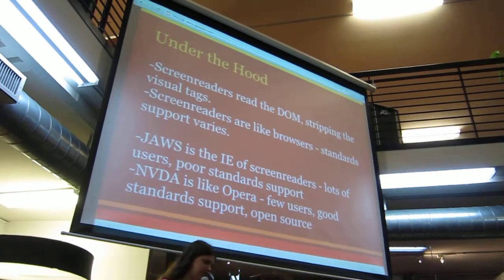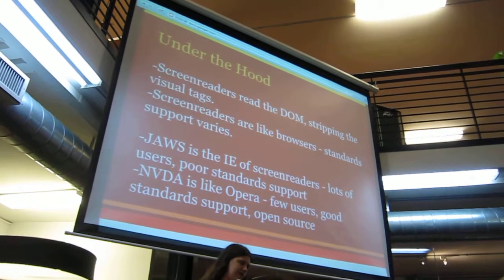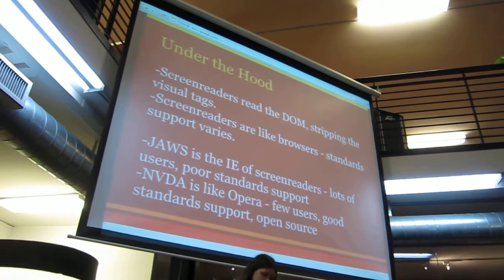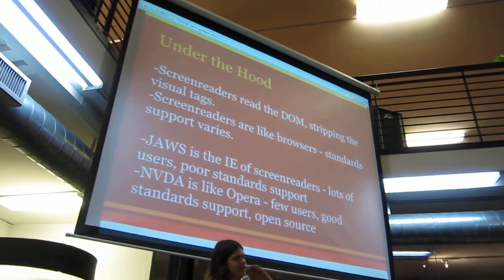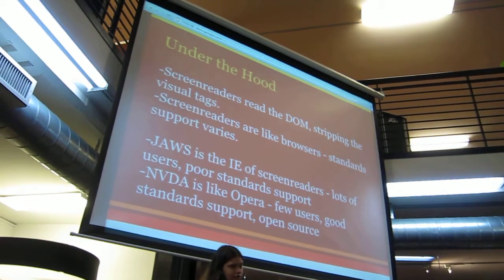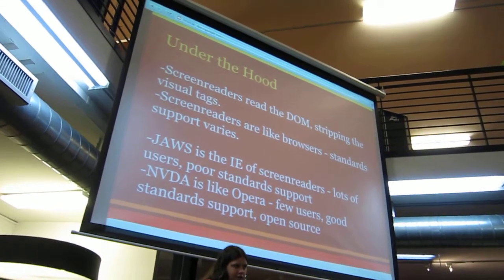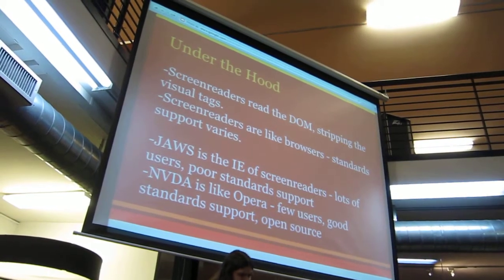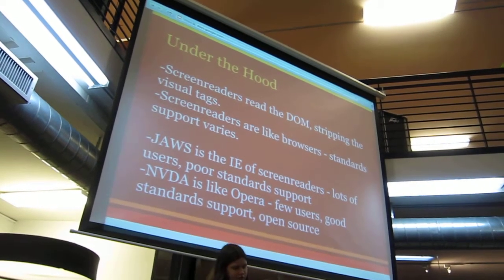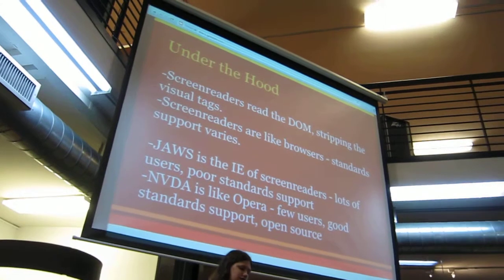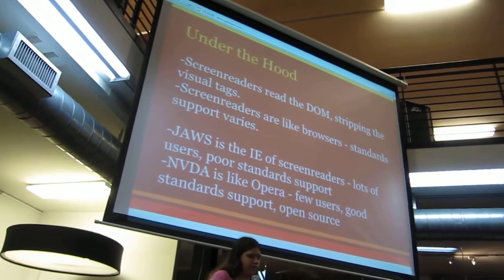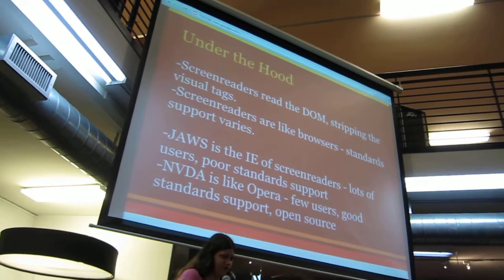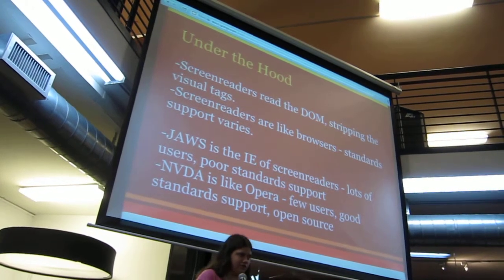Okay, technical aspects of screen readers. Screen readers read the document object model, and they strip out the visual tags. Each screen reader usually works with a particular browser or set of browsers. Screen readers interact with browsers through something called an accessibility API, and I can talk to you more about that for software accessibility. This was written from the perspective of a web developer. Real quick, screen readers are like browsers. Standards support varies a lot. JAWS is kind of your IE of screen readers: lots of users, but weak support for standards. NVDA is like the Opera of screen readers: few users, most of whom are web nerds, good standards support, and open source.